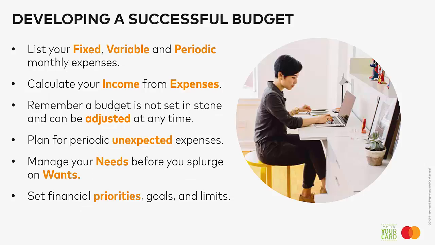In order to be successful with a budget, here are a couple of things you need to remember. List your fixed, variable, and periodic monthly expenses. Calculate your income from your expenses. Remember, a budget is not set in stone and can be adjusted at any time. Always plan for the unexpected. Manage your needs before you splurge on your wants. Set financial goals, priorities, and limits.